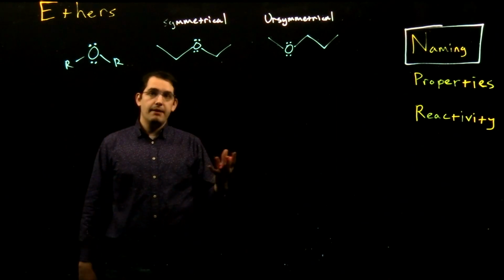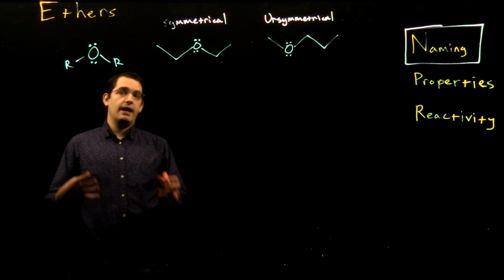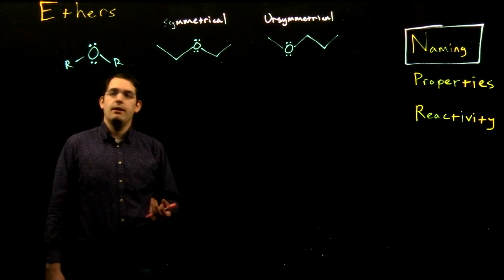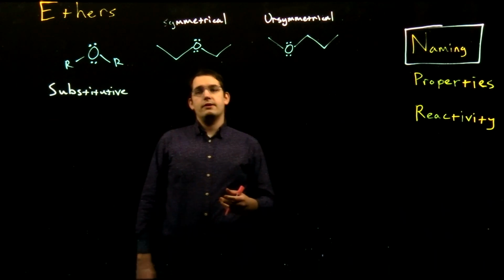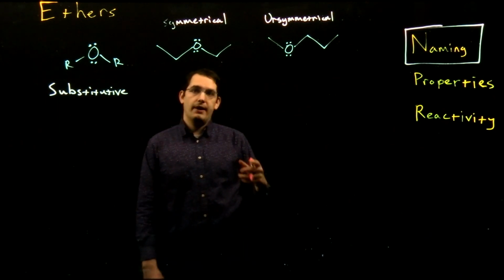Okay, now let's look at naming for our ethers. So our ethers can actually use a substitutive or a functional based naming system. And I'm going to go over both for you. For our substitutive naming, what we're going to do is we're going to find our longest carbon chain.